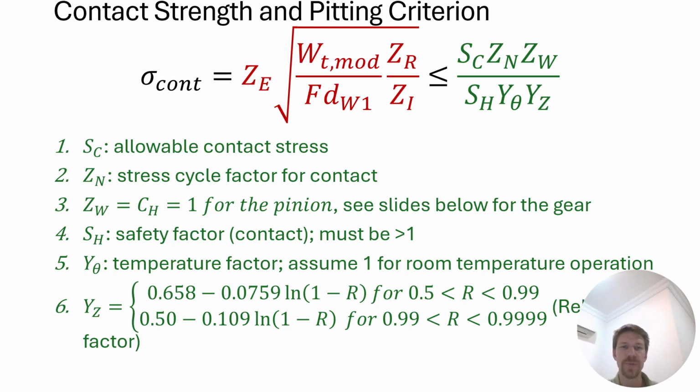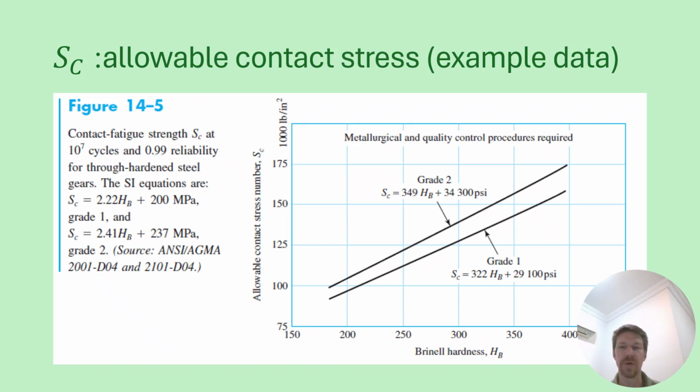And so S sub C is an allowable contact stress. Z sub N is a stress cycle factor for the contact. ZW, which is the same as CH, is 1 for a pinion gear. S sub H is a safety factor, it must be greater than 1. Again, we have Y theta for temperature and YZ for reliability, same as we had for bending.